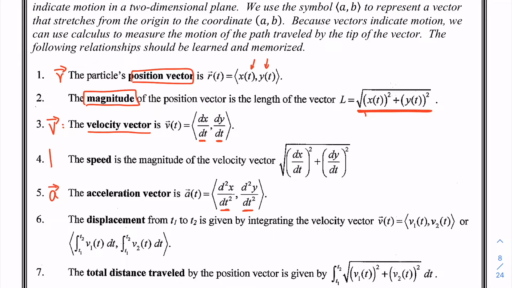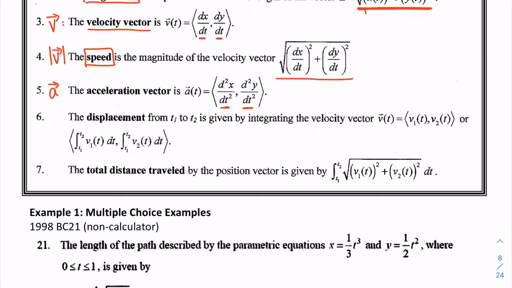And the magnitude of velocity gives us the speed, which is given by the square root of (dx/dt) squared plus (dy/dt) squared. And the displacement and the total distance: the displacement from t1 to t2 is given by integrating the velocity vector components v1 and v2, so integration from t1 to t2 of v1 and v2. This gives us x and y.